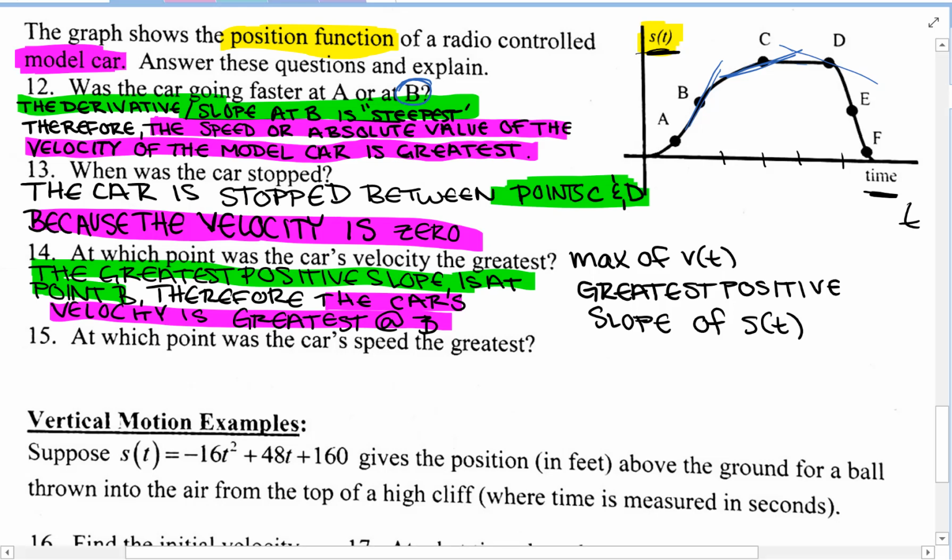I see we said greatest here. It's greatest out of A or B. So I guess it would have been better to say greater because we were just comparing A and B.